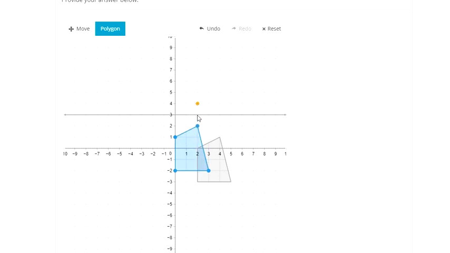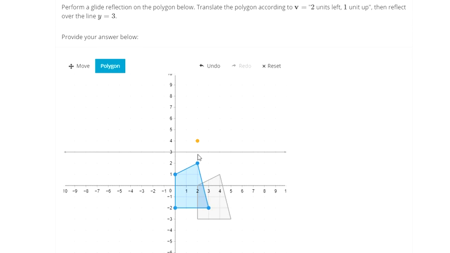So this point was 1 unit away from the y equals 3 line. So my new point is 1 unit away. This one was 2 units away. So my next point up here is going to be 2 units away. And this one is 1, 2, 3, 4, 5 from the y equals 3 line. There's my next point. And then these are supposed to be 3 across. So there's our figure reflected about the line y equals 3.